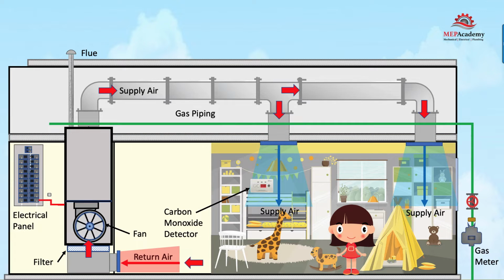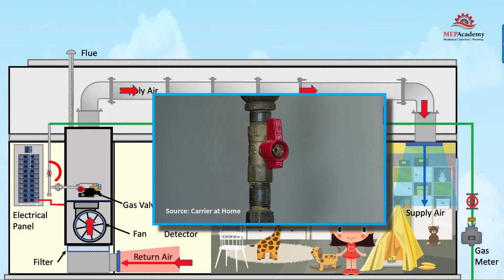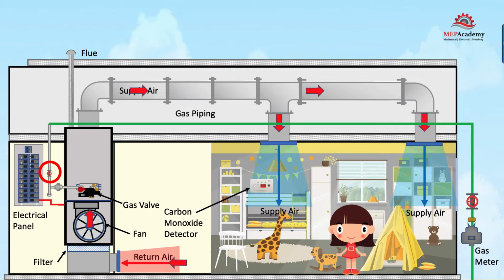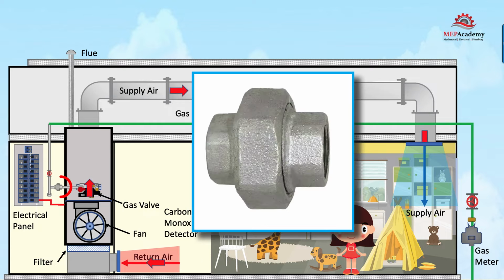Gas piping will be installed from the gas meter or from a branch off the main gas line and connect to an internal gas valve and manifold in the furnace. A gas shutoff valve should be provided at the furnace for isolation of the gas. The shutoff valve needs to be in a visible location close to the furnace for ease of use in an emergency or for maintenance. Between the shutoff valve and the furnace should be a union and a drip leg.